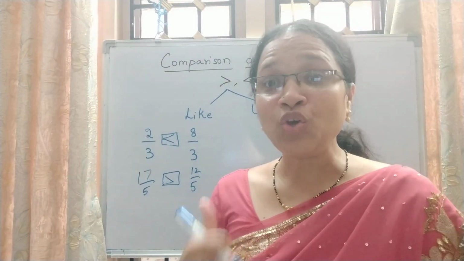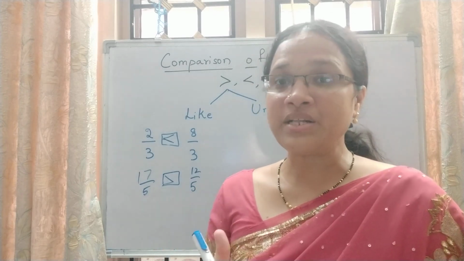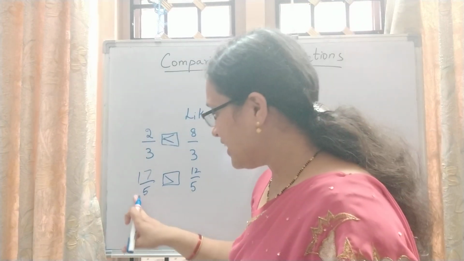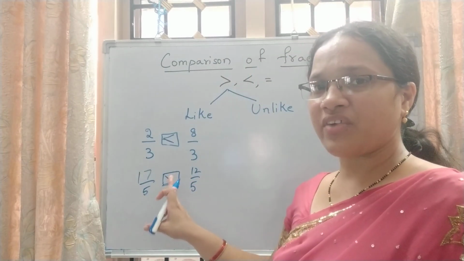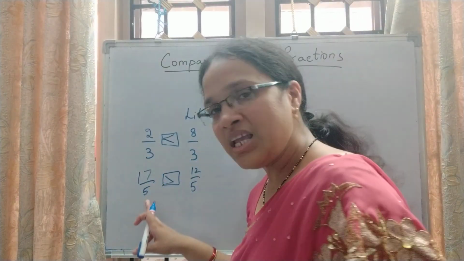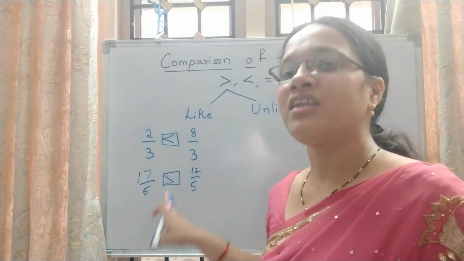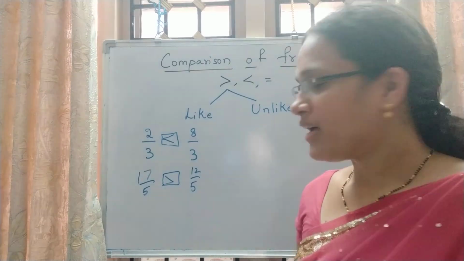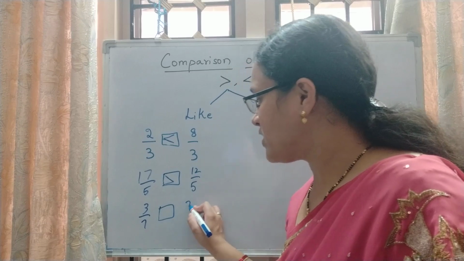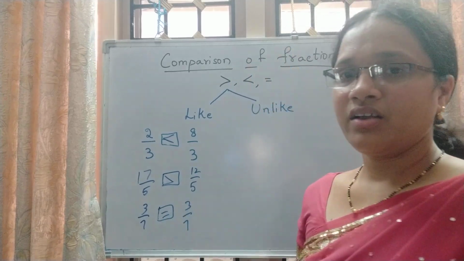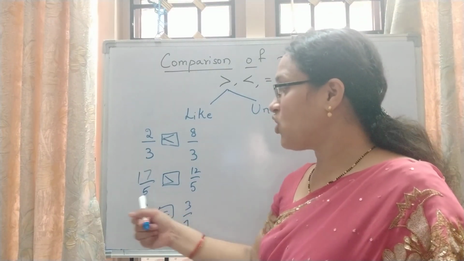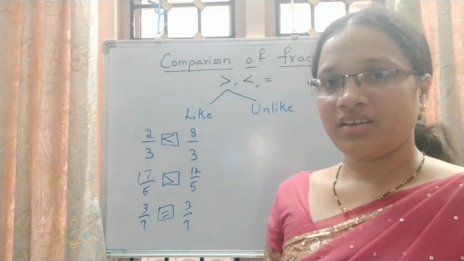I know very well how to write the symbols greater than and less than, and I am now ready to learn the symbols as well. Now 17 by 5 and 12 by 5: is this in the shape of an L? No, it is in the shape of a reverse one. So 17 by 5 is greater than 12 by 5. Is that clear, children? In a similar manner, we have a symbol for equals as well. So these are the three symbols in like fractions, where both denominators are equal. Is that clear, children?